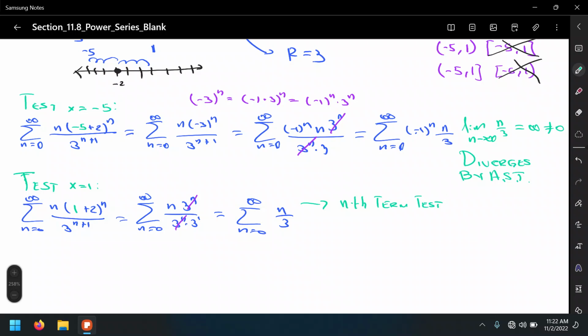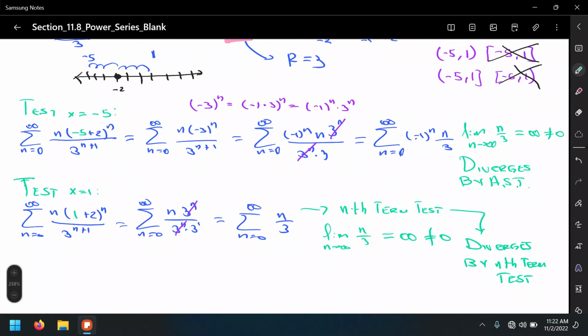So for the n-term test for divergence, all we have to do is take the limit of the sequence as n approaches infinity, and we need to make sure that the limit is not 0. Well, in this case, the limit is not 0, because it's infinity, so it diverges by the n-term test.